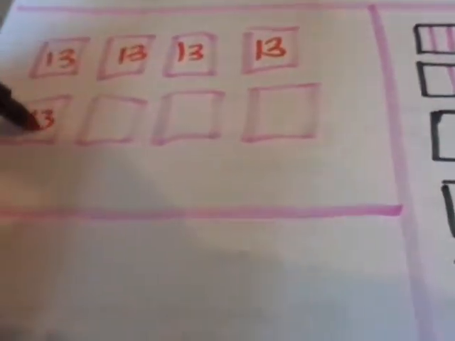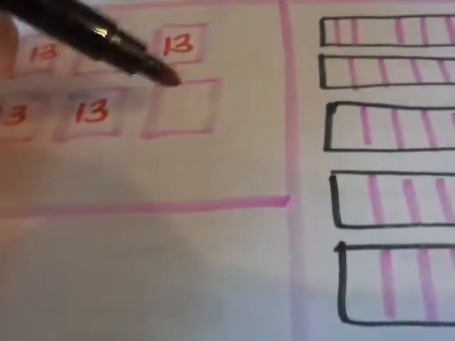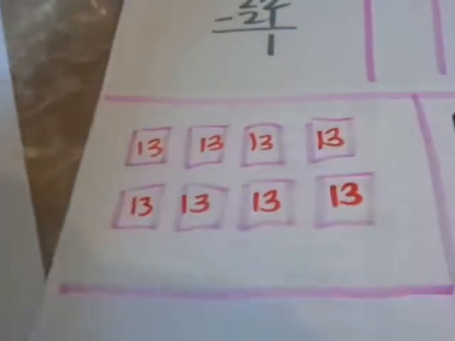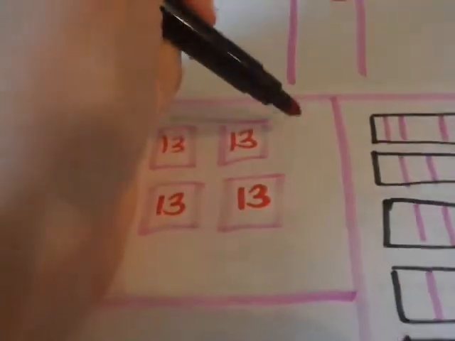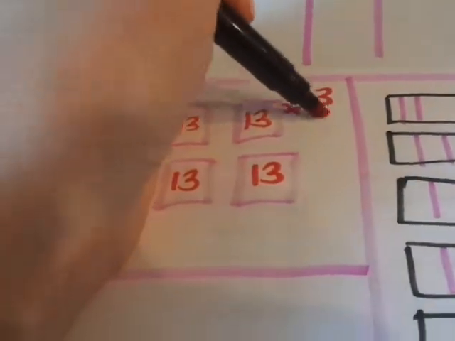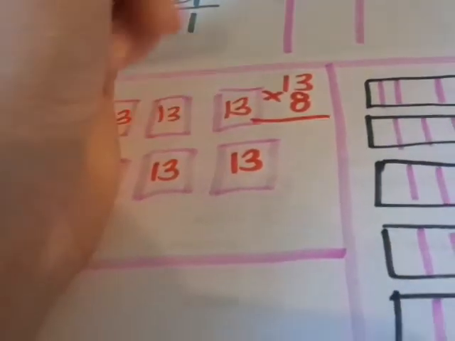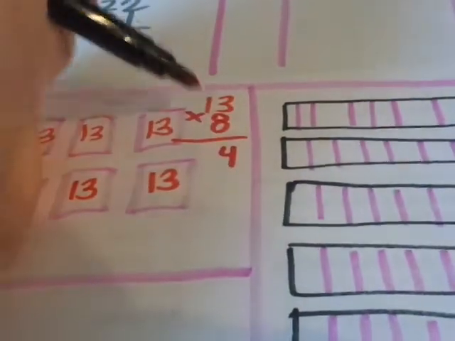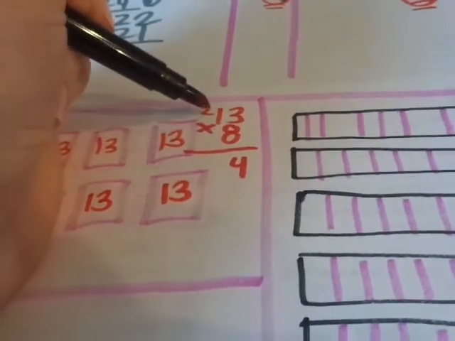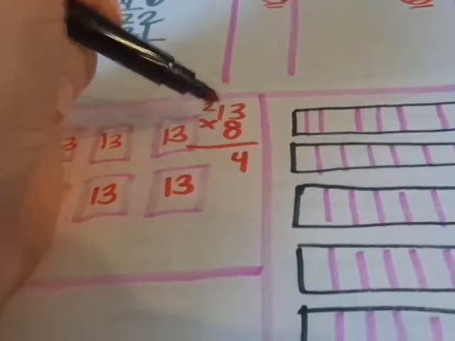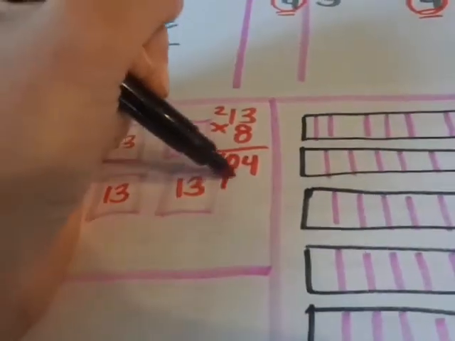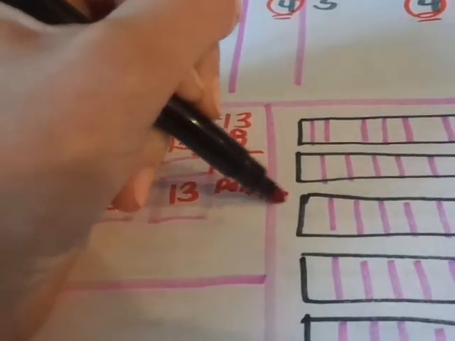Okay, so I could add this over and over again, or I can make my life easy and multiply 8 times 13. And so I'm figuring out how many potatoes I have total. 8 times 3 is 24. 8 times 1, 8, 9, 10. So there's 104 potatoes in all.